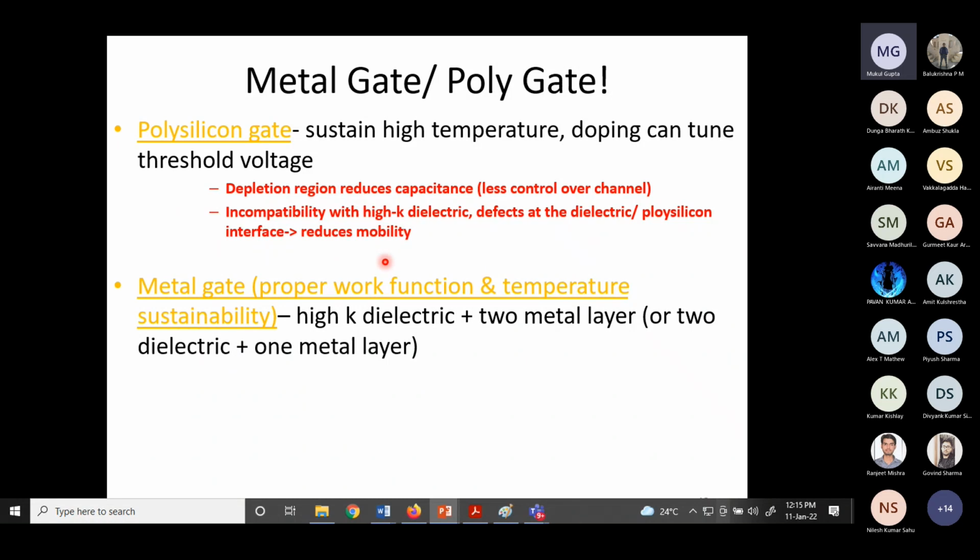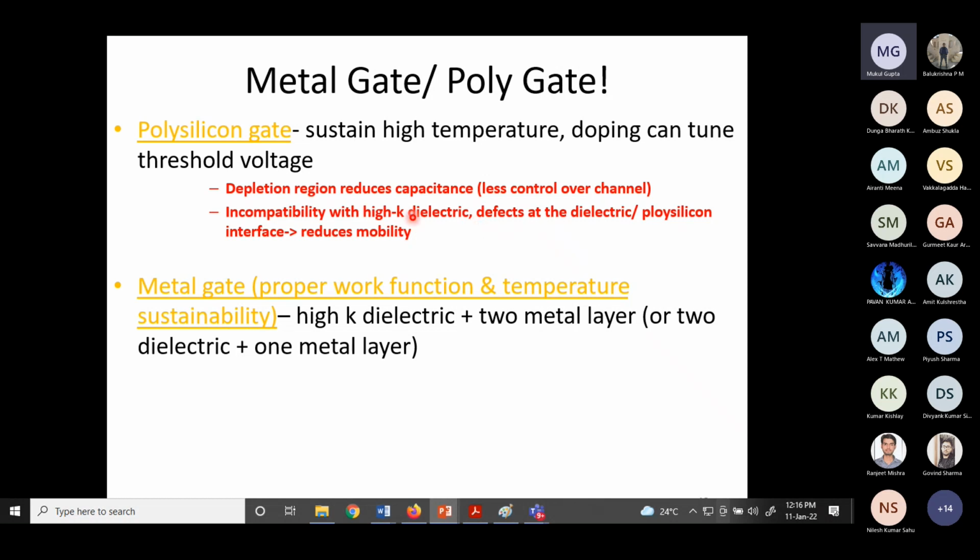Polysilicon has a good adhesion, and it is a very good material when we deposit it on top of gate oxide. But it is not always compatible when we talk about high K dielectric material, because it's a different material. You see, it's no longer silicon dioxide. So polysilicon is not always compatible with this different high K dielectric material.